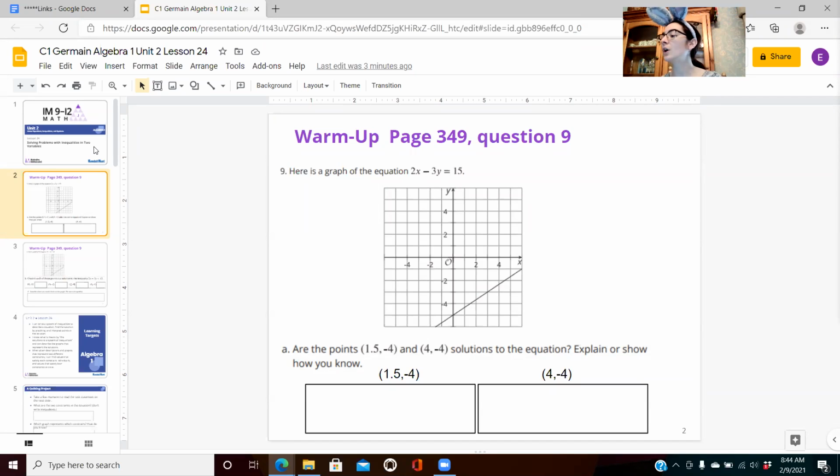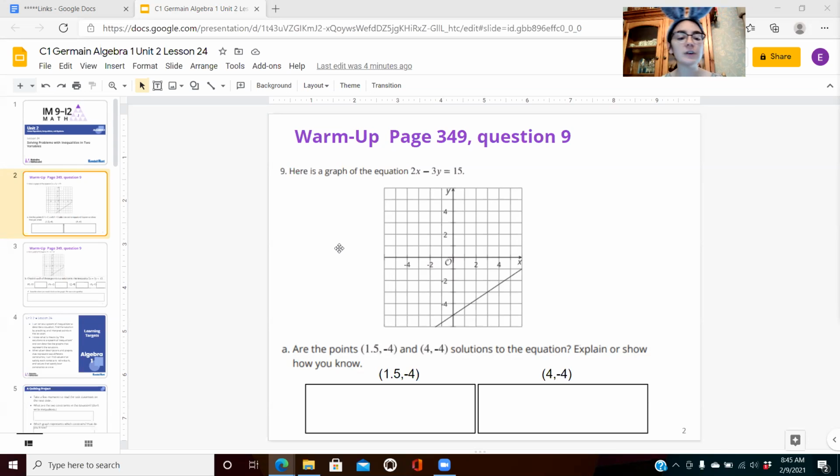Awesome job, my friends. So let's take a look at what we just did here. If we look at this first slide, here is the graph of the equation 2x minus 3y is equal to 15. Are the points (1.5, -4) and (4, -4) a solution to the equation?